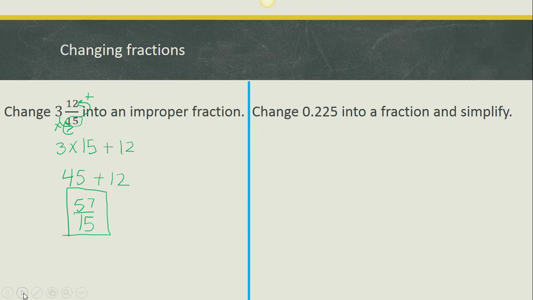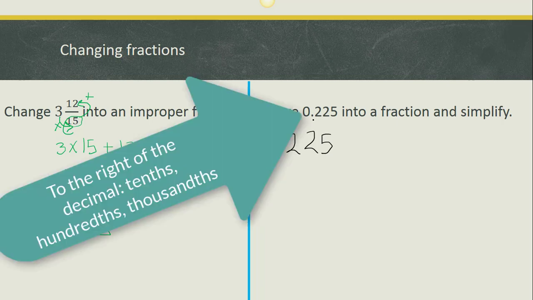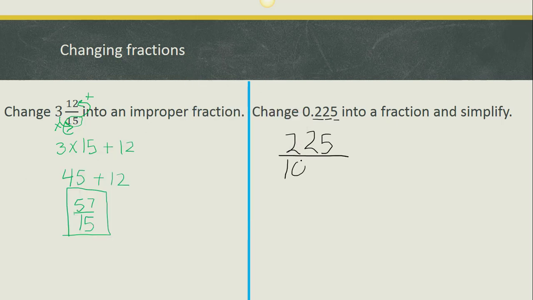The next problem says we want to change 0.225 or 225 thousandths into a fraction and simplify. So the very first thing we need to do is, well, what number? We know that it's 225. So we have to figure out which decimal place it's in. The first one's tenths, hundredths. The 5 is in the thousandths place. So that means we are going to put this fraction with a denominator of 1,000. We read that 225 1,000ths.